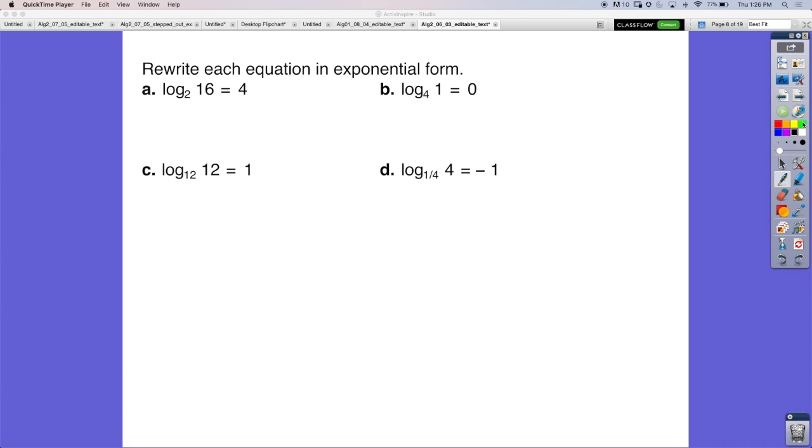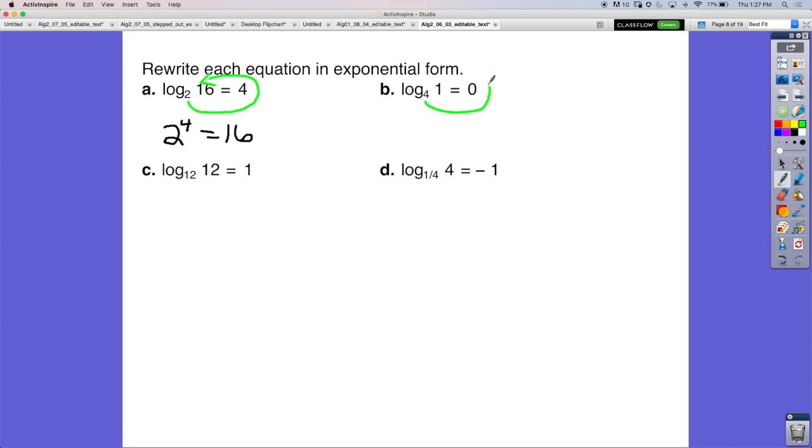So let's do our little swoosh here. I'm going to do this in green. I start at the base. I'm going to swoosh around. I end up there. So base stays base. So what's the first number I write? 2. Okay, to what power? To the 4th equals 16. Let's see if that's true. 2 times 2 is 4, times 2 is 8, times 2 is 16. Got it? Okay, let's do the next one.